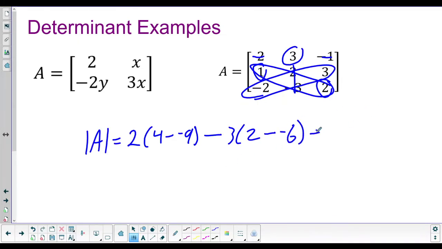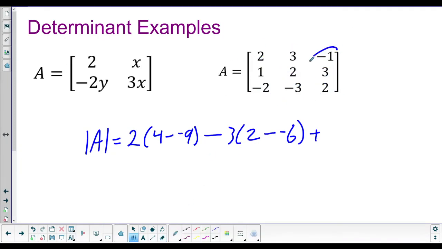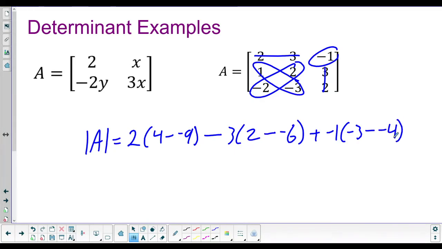Okay. Plus c, so negative 1, times, ignore those, do the determinant of what's not blocked off. 1 times negative 3 is negative 3, minus negative 2 times negative 2 is negative 4. Now we simplify. So minus a negative is plus, minus a negative is plus, minus a negative is plus.